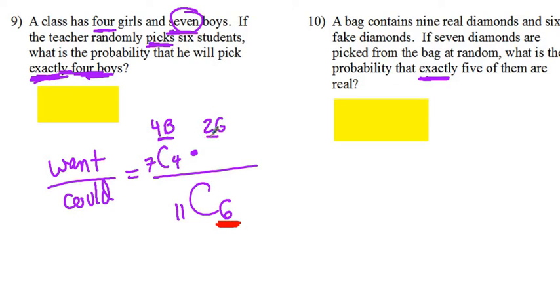Okay, there are 2 girls, and remember this times means and. There's 4 total girls, and we are choosing 2 of them. So I think I mentioned this on the last problem. That number plus that number should equal 11, and it does. That number plus that number should equal 6, because we're picking 6 total people, and 2 of them are girls and 4 of them are boys.